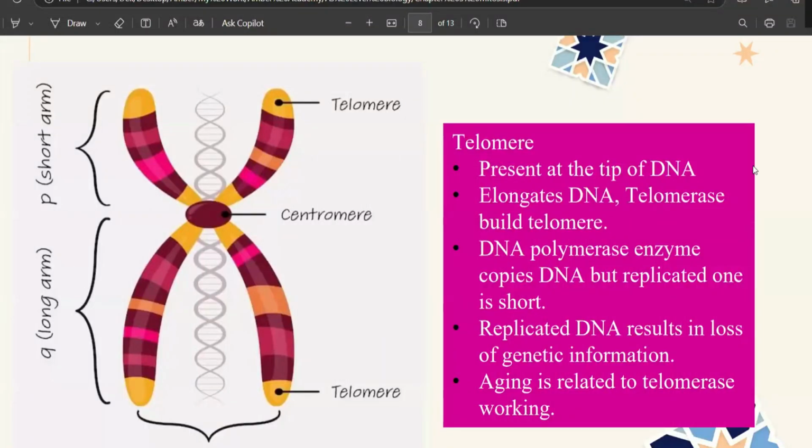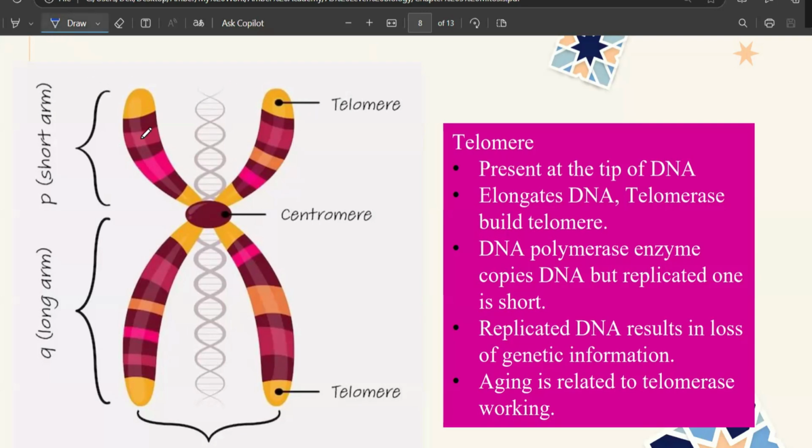All right, so we have completed the cell cycle in our previous classes, and we have talked about interphase, we have talked about the mitotic cell cycle, then we have talked about cytokinesis. So apart from that, now what we have is a different subtopic, which is of telomeres.